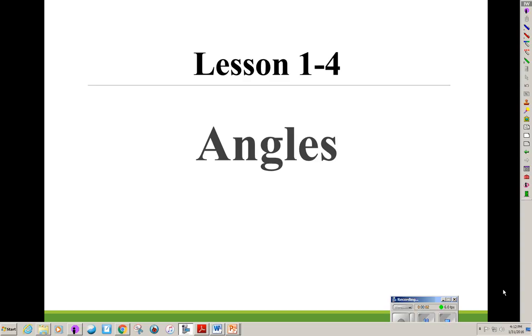This lesson is angles. We're going to learn the parts of an angle, how to draw and name an angle. We will also learn the types of angles, do some angle addition, talk about congruent angles and angle bisectors. So that's all in store for this lesson.